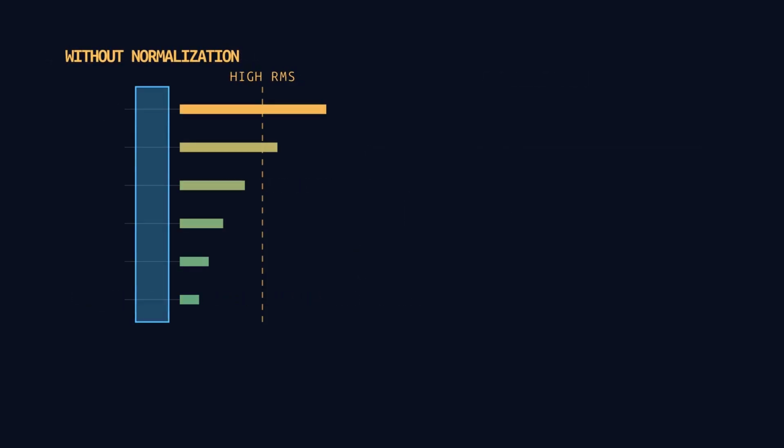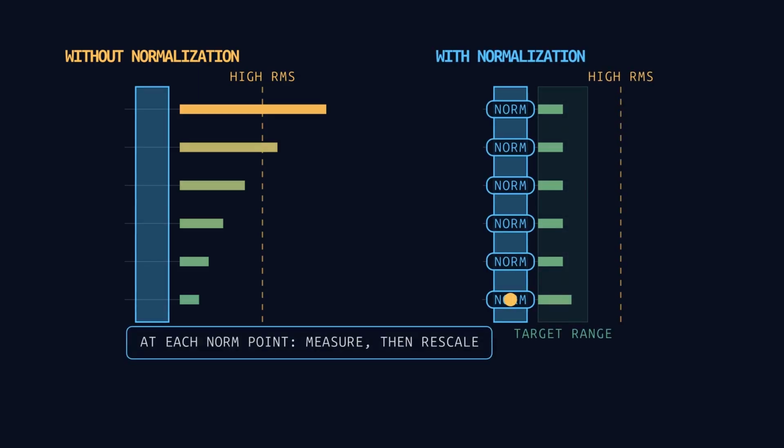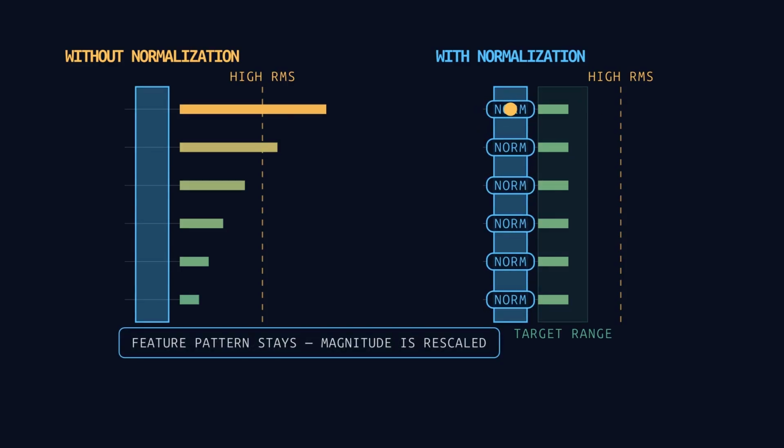At each normalization point, the model measures an activation vector and rescales it to a predictable magnitude. The feature pattern is still there. The overall magnitude is controlled before it can drift too far. That also changes the backward Jacobians, making the optimization problem better conditioned rather than forcing every gradient to be identical. That operation is normalization. The real question is, how does rescaling activations reshape optimization?